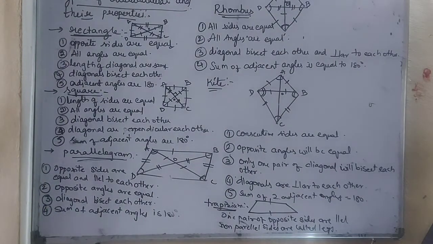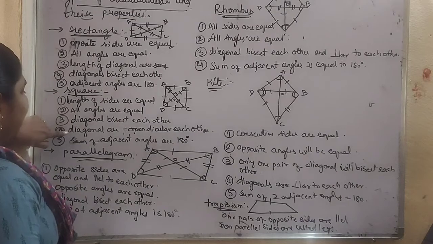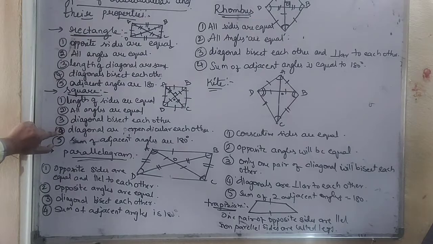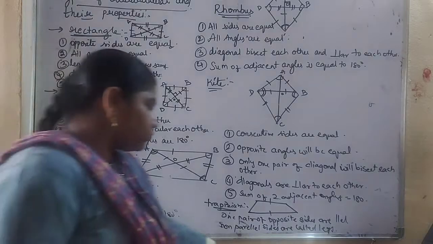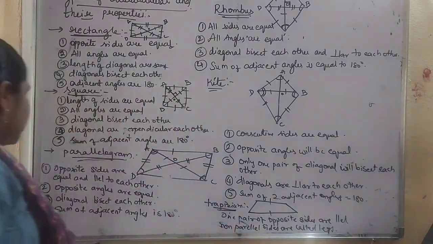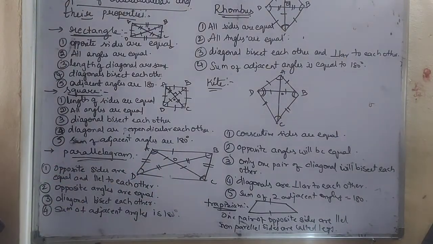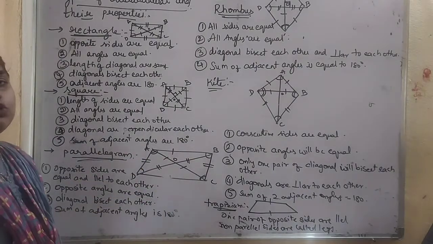And if you see the square, what are the properties of square? Length of the sides will be equal, all the angles will be equal, diagonals bisect each other, diagonals are perpendicular to each other, the sum of adjacent angles is equal to 180 degrees. So these are the properties of square. Next, the parallelogram. Opposite sides will be equal and they are parallel to each other. Opposite angles will be equal. Diagonals bisect each other and the sum of the adjacent angles will be equal to 180 degrees. If you add any two adjacent angles, it will be equal to 180.